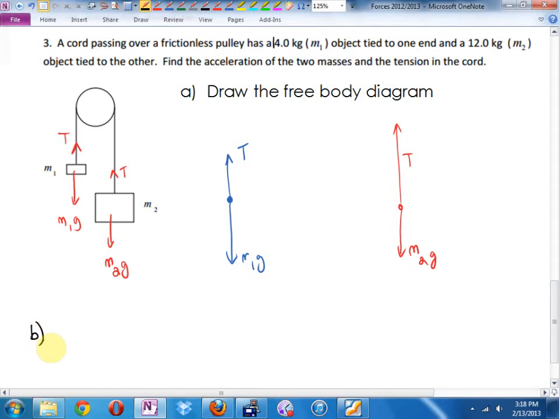M1g. That means that anything that ends up pointing down on the left-hand side is going to be winner plus. Anything that ends up pointing up on the left-hand side is going to be loser minus. Winner. Loser.